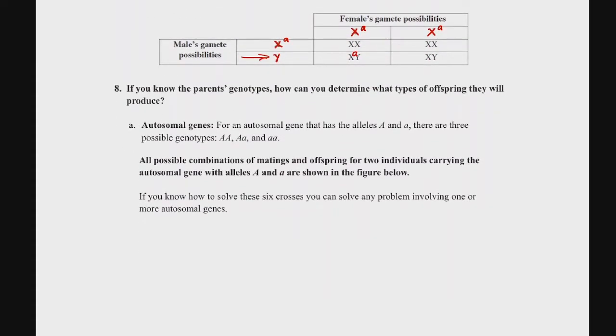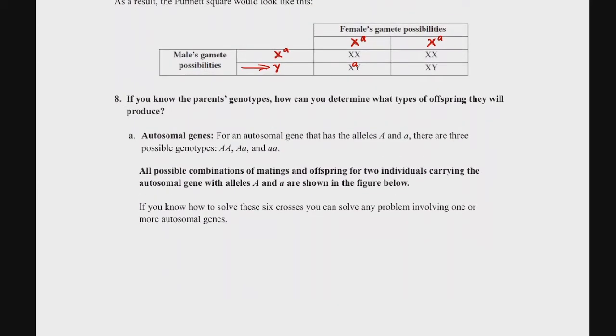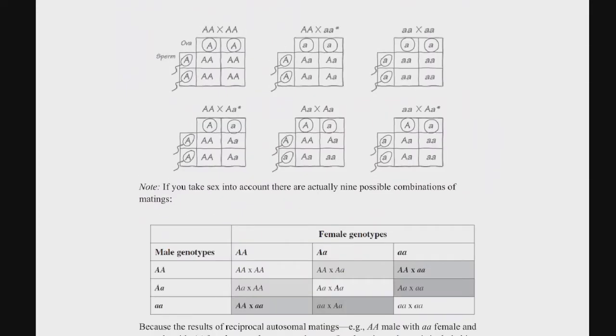Number 8. If you know the parents' genotypes, how can you determine the type of offspring they will produce? In autosomal genes that have the alleles A and a, there are three possible: big A can go with big A, big A can go with little a, little a can go with little a. And so, moving on to the next one, if we have these three possibilities, this is how we determine that cross.